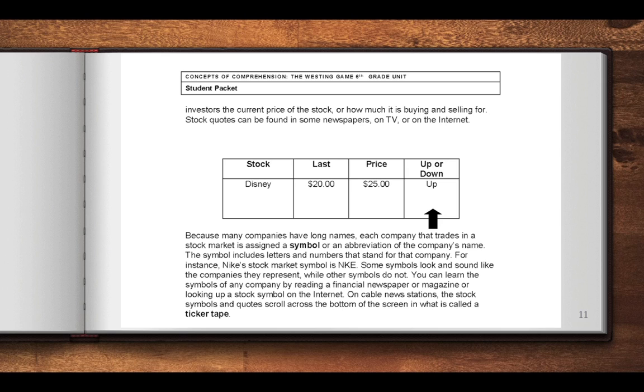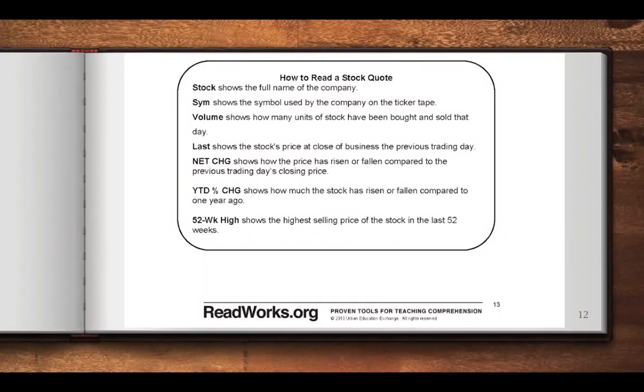For instance, Nike's stock market symbol is NKE. Some symbols look and sound like the companies they represent, while other symbols do not. You can learn the symbols of any company by reading a financial newspaper or magazine or looking up a stock symbol on the internet. On cable news stations, the stock symbols and quotes scroll across the bottom of the screen in what is called a ticker tape.